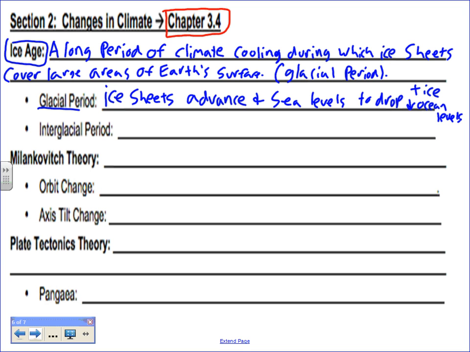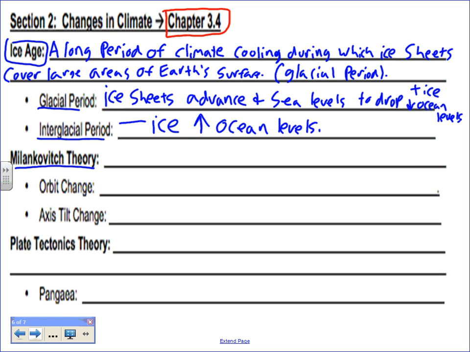Now, an interglacial period, and that's kind of what we're in right now, is when there's less ice and an increase in ocean levels. So there's more water in the ocean. We're in an interglacial period right now because the ice is receding and the ocean levels are increasing, okay? And now we're going to look at Milankovitch theory, okay?